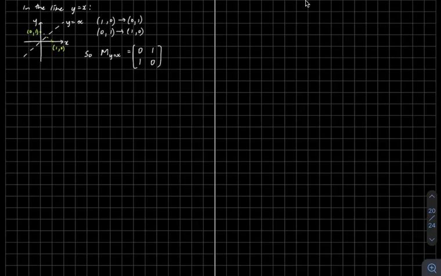Pick a point and confirm for yourself that that is true. Let's do one more reflection, and that's just the one in the line y equals negative x. So that's this one. So there's y equals negative x.